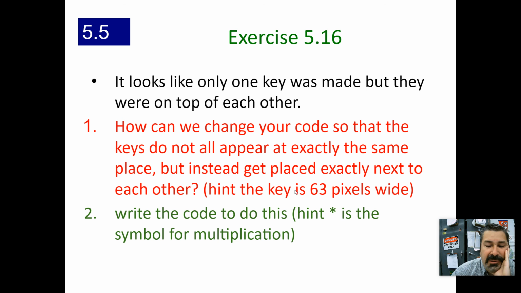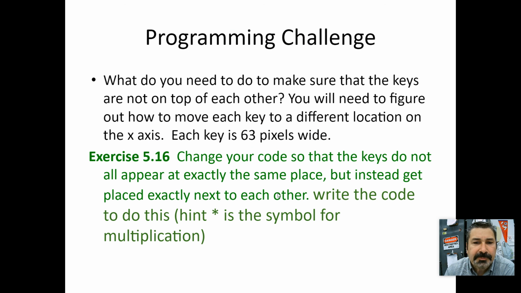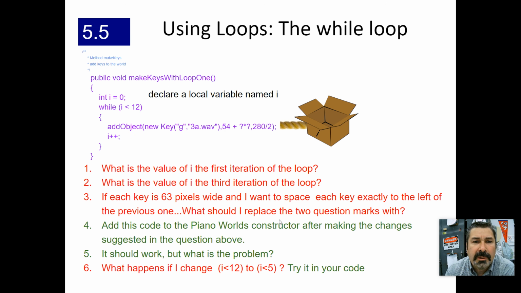And we have to use the pixels of the key. The key is 63 pixels wide. This is the symbol for multiplication, by the way, and that's what you're going to have to use. All right, next one: what do you need to do to make sure that the keys are not on top of each other? Change your code so that the keys do not all appear at exactly the same place, but instead get placed exactly next to each other.